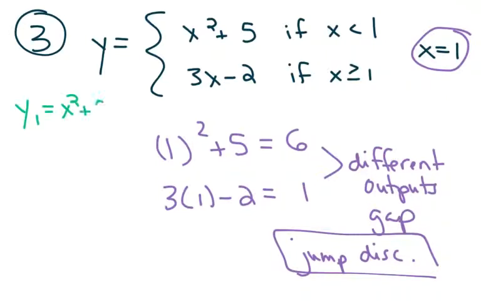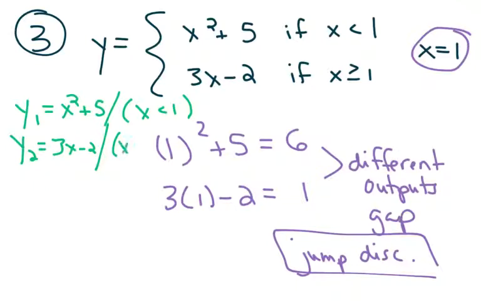Again, you could have graphed it by plugging it into the calculator, plugging in y1 equals x squared plus 5, division sign, parentheses, x is less than 1, close it, and then in y2 equals, put in 3x minus 2, division sign, parentheses, x greater than or equal to 1. Remember, the inequality symbols are found under second math. That's the test function.